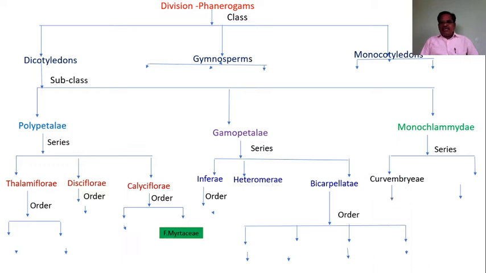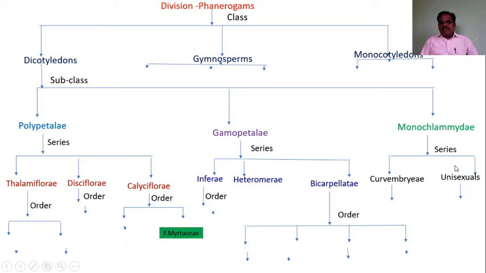Then Apetalae or Monochlamydeae divides directly into the series. Here the Gamopetalae divides into the series. Same thing is here: this Apetalae divides into the series, that is Curvembryae. What is the meaning of this Curvembryae? The embryo is curved. When we observe this one, the embryo is curved.